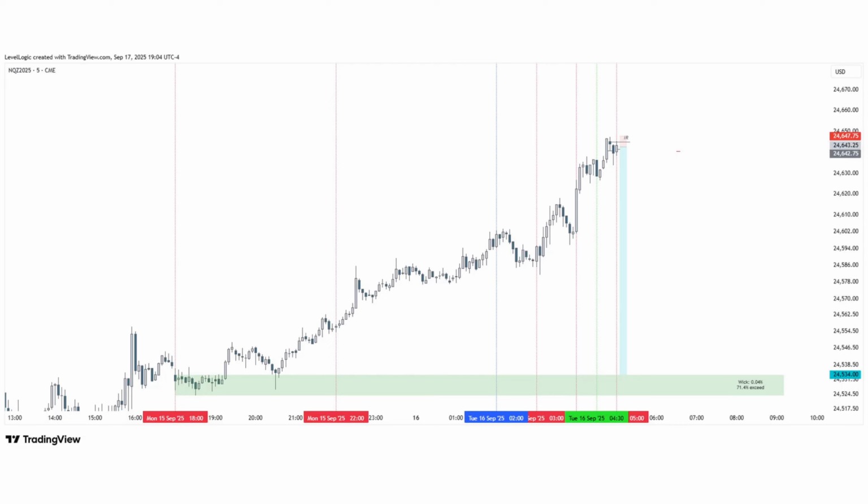Okay, next one is our Wick report, which is soon to be released. I'm still just building it and finalizing some details with it, but we've been testing it within the Discord and it seems to be working pretty well. So what we've got here, this is the daily Wick, and you can see it's only 0.04% in size, and it has a 71% chance of being exceeded by the end of the day.